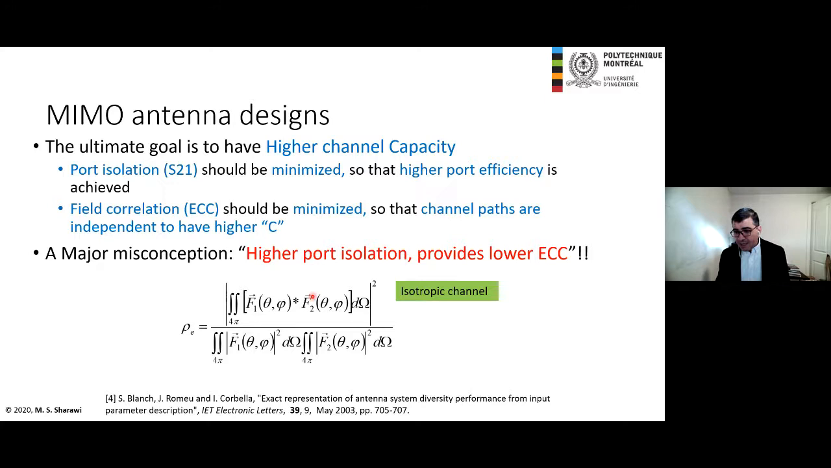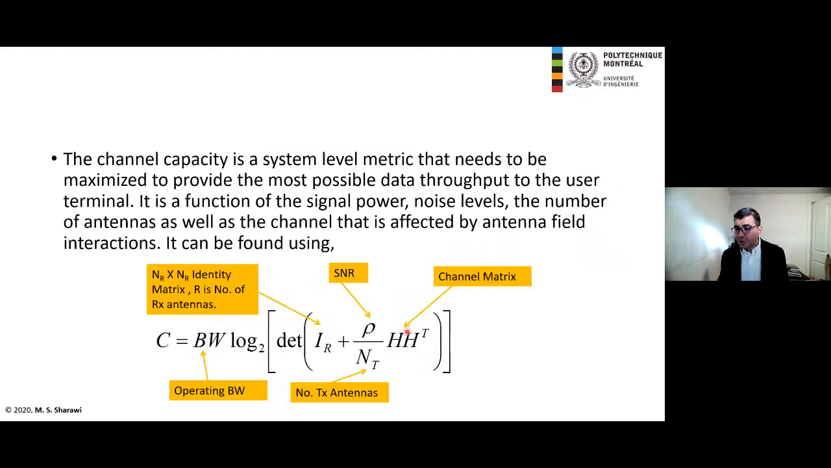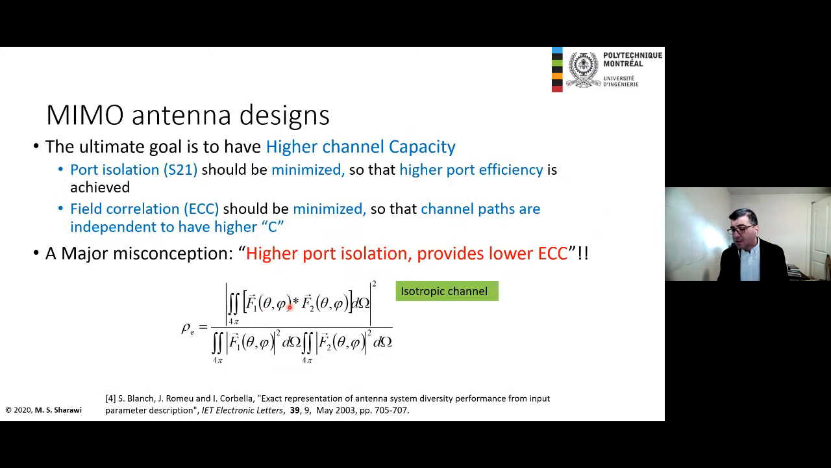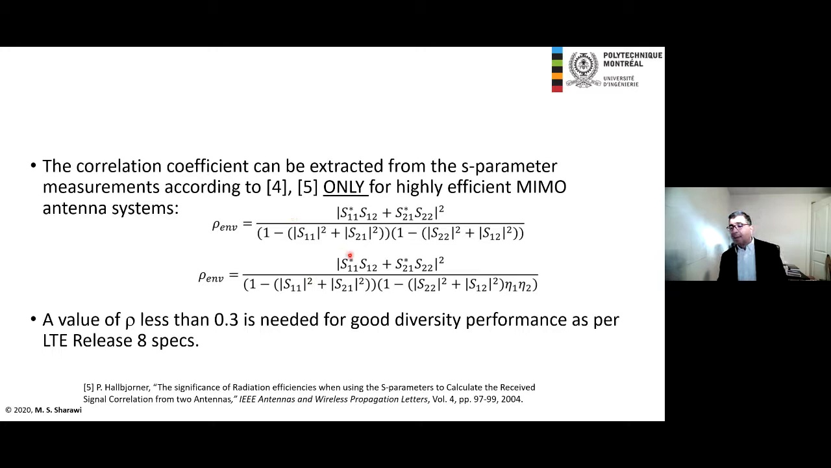The analysis should focus on the actual fields, because this field correlation is the one that is going to affect your channel behavior here. And this is going to affect directly your channel capacity. So if we go and look at this equation, this is what matters to us. This is what we need to minimize. We need to minimize the correlation between the fields radiated by port 1 or antenna 1 and port 2. Now, the derivations that appeared in literature based on the S parameters are only valid for an extremely narrow class of antennas under certain conditions, which are usually not satisfied in any kind of practical design.